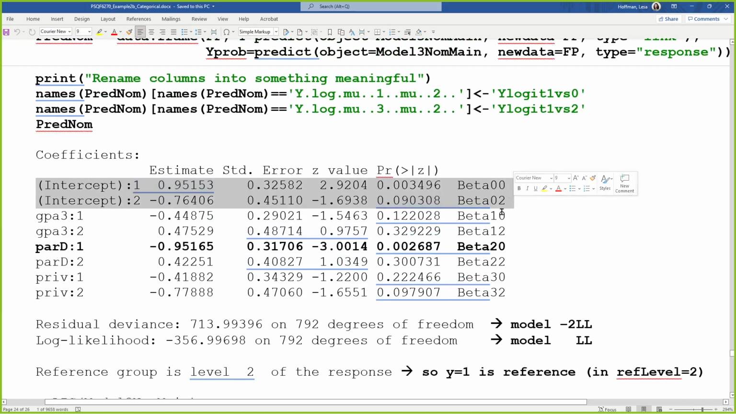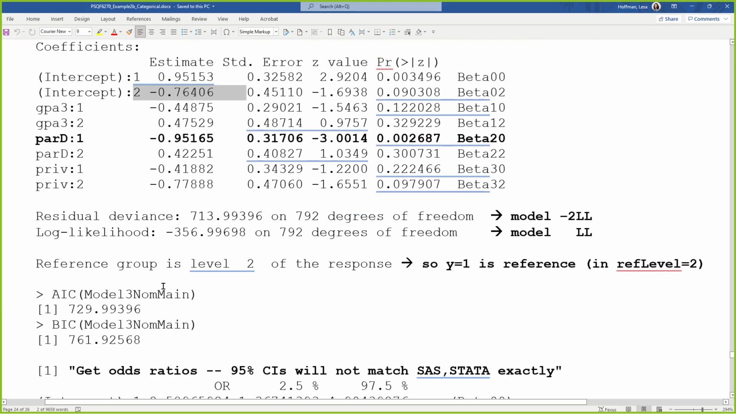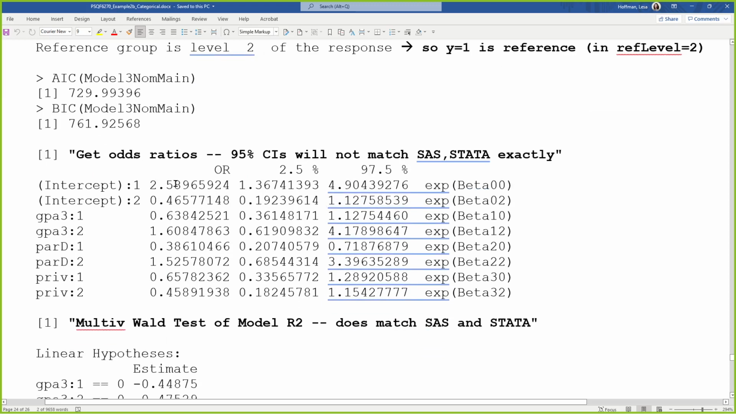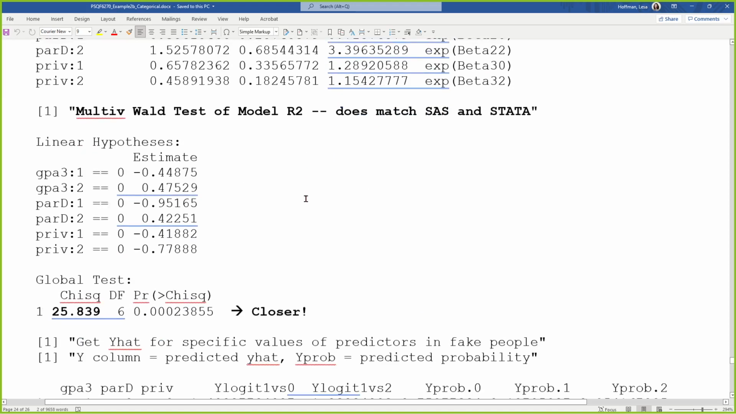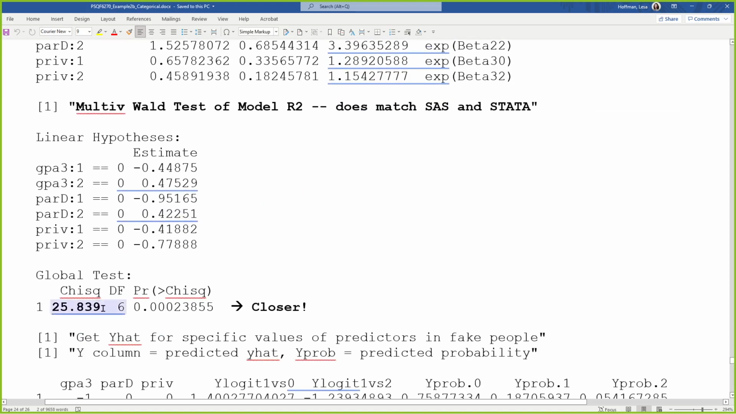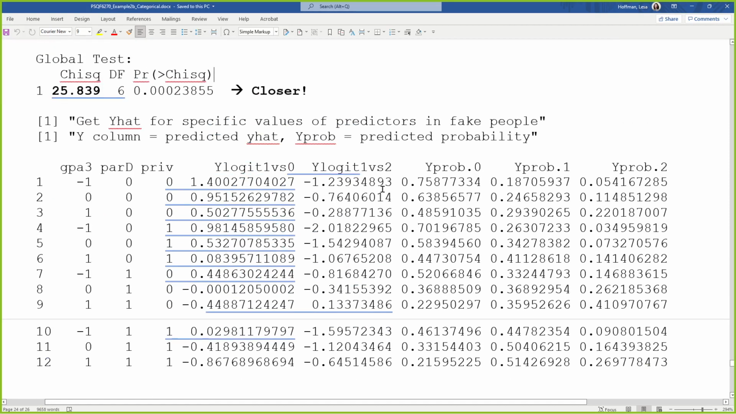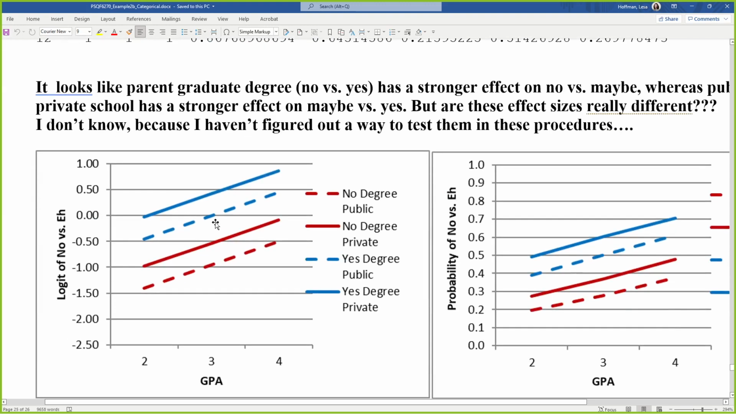This is the way that SAS organizes it by term. And then the first submodel, you just have to know that that's predicting a 0 instead of a 1. And the second submodel is predicting a 2 instead of a 1. And otherwise, everything works about the same. And here are the odds ratios or relative risk ratios, the multivariate test, which is correct. And then these are the predicted logits and predicted probabilities that predict function gave me. And yes, I thought I had made a picture.